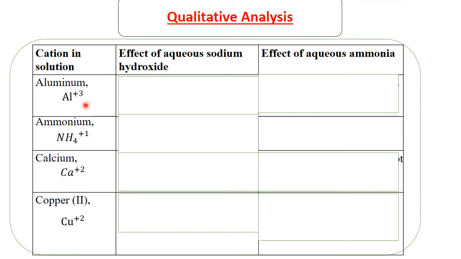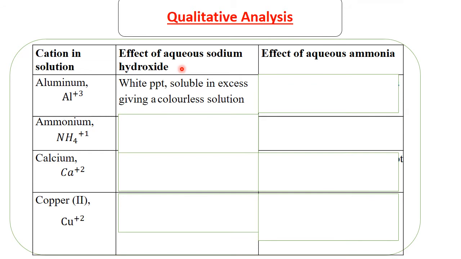We'll start with the aluminium ion. First, what happens when you add aqueous sodium hydroxide. A white precipitate is formed, and this white precipitate dissolves in excess, giving a colorless solution. What about in aqueous ammonia? Again, a white precipitate is formed, but it is insoluble in excess aqueous ammonia.